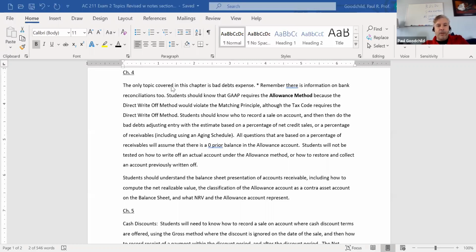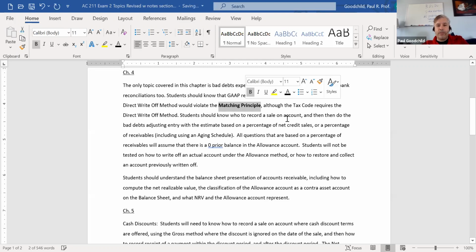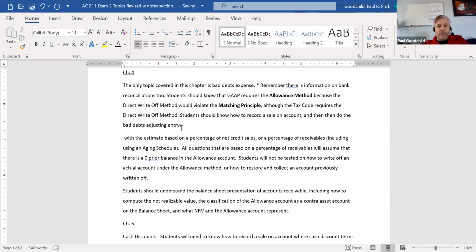Students should know that GAAP requires the allowance method because the direct method would violate the matching principle. So you've got to remember the matching principle. Although the tax code requires the direct write-off method, students should know, and this is not who, but how to record a sale on account and then do the bad debts adjusting entry. And then there are a couple of methods. The first one is a percentage of net credit sales.